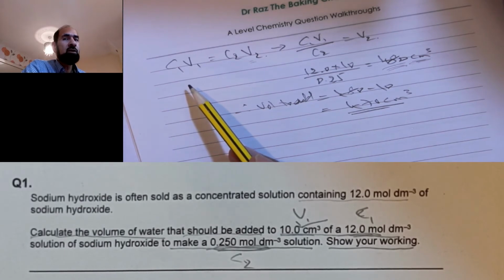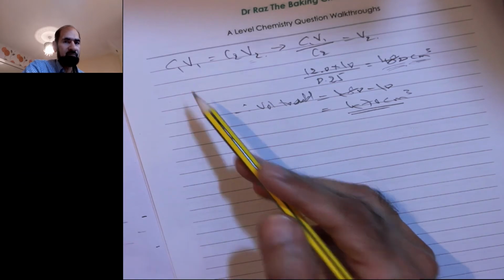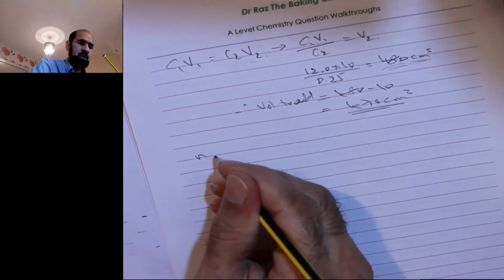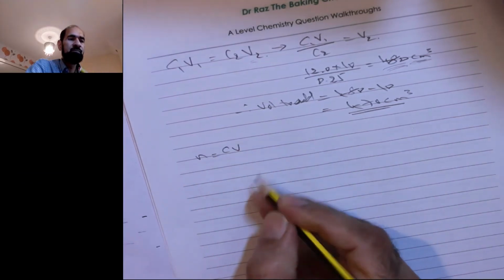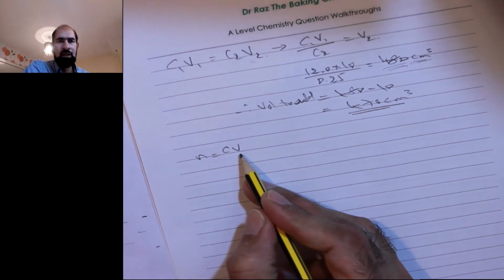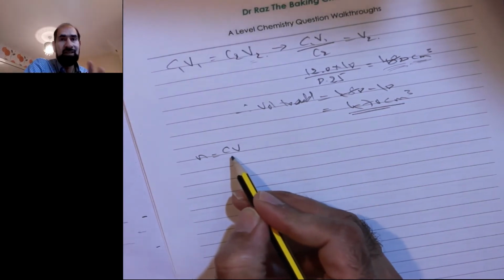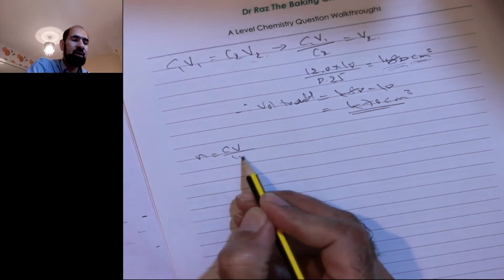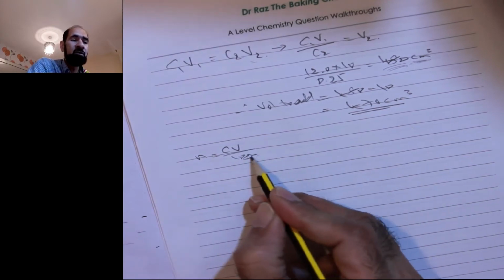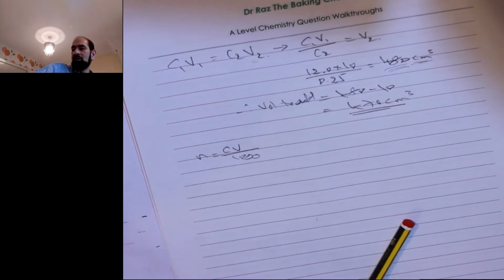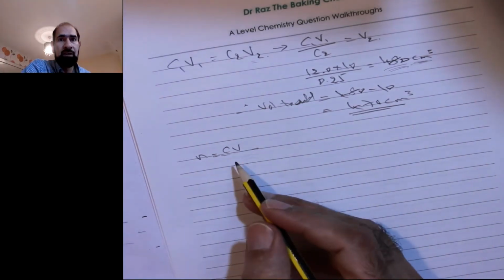If you want to find out the moles, given the concentration and the volume, what's the formula? It's n equals CV. V could be in decimeters cubed, but if it's in centimeters cubed, then you've got to divide it by 1,000, right? But let's assume for the time being that V is in decimeters cubed. So n equals CV.